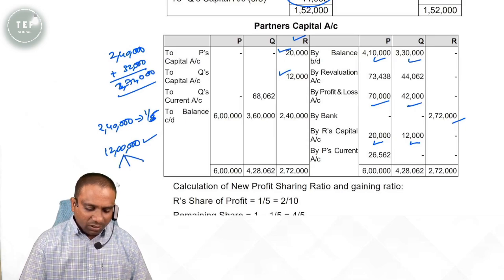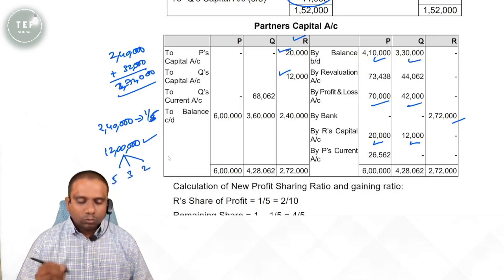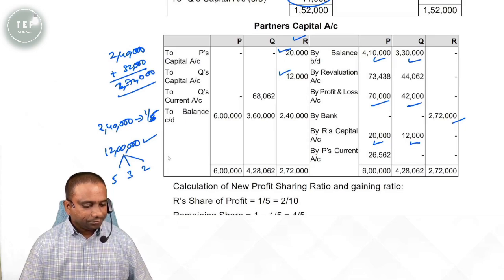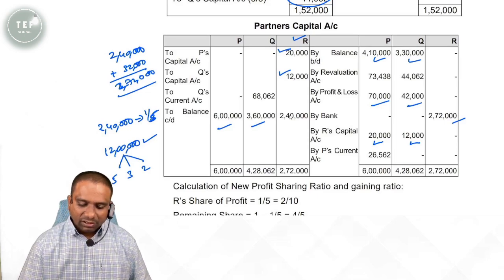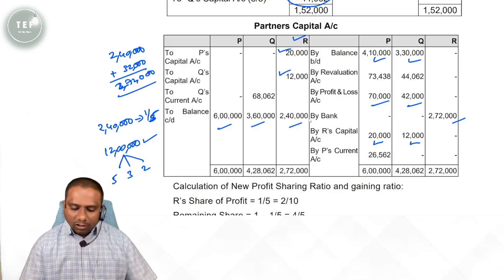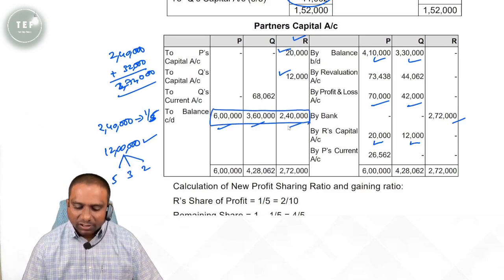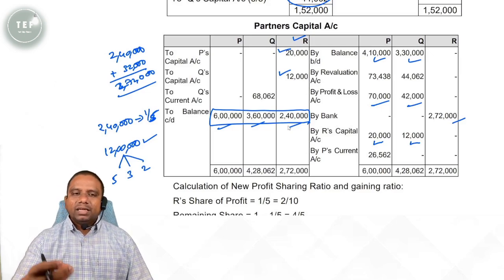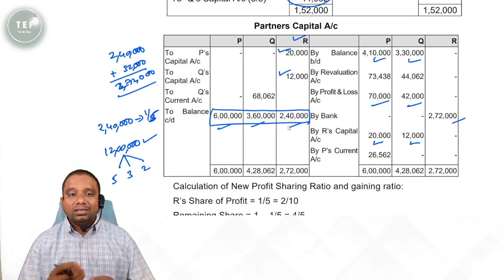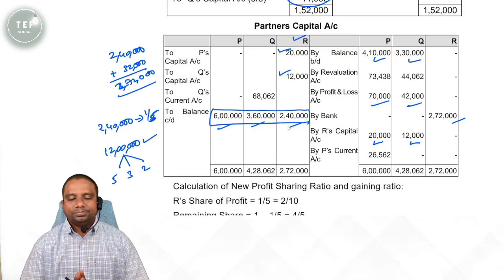This capital must be in accordance with the 5:3:2 ratio. Means 12 lakhs into 5 by 10, 6 lakhs. 12 lakhs into 3 by 10, 3 lakh 60 thousand, and 2 lakh 40 thousand. Now calculate excess capitals or short capitals, and the excess or short capital can be adjusted through current accounts.